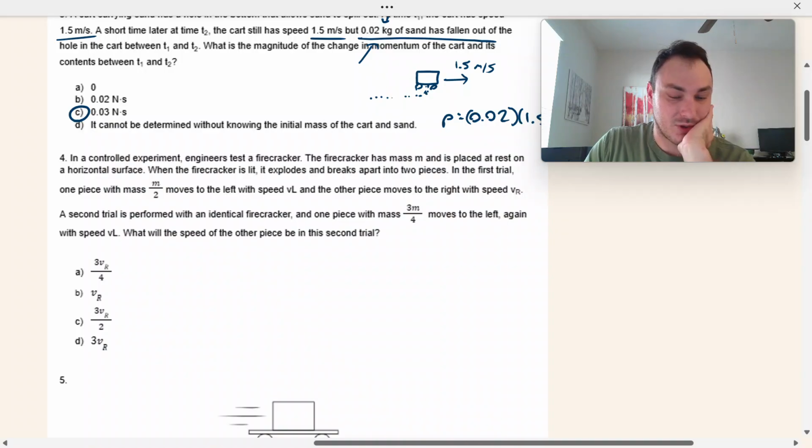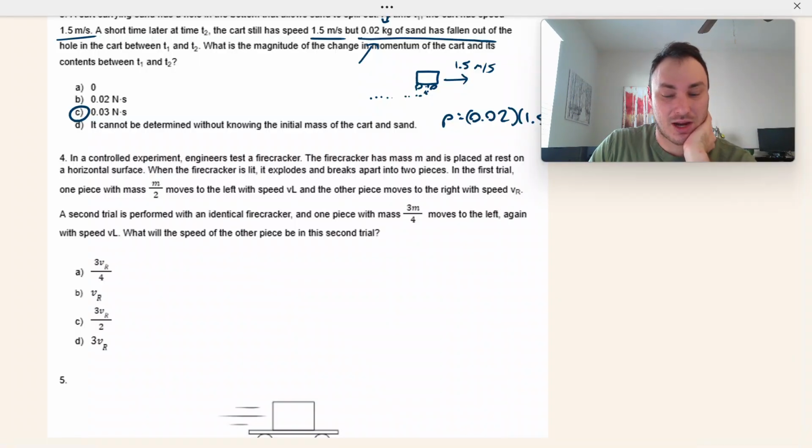In a controlled experiment, when engineers test a firecracker, the firecracker has a mass of m and is placed onto a horizontal surface. When the firecracker is lit, it explodes and breaks into two pieces. In the first trial, one piece has a mass of m over 2 and moves to the left with a speed of VL. The other piece moves to the right with the speed of VR. In the second trial, an identical firecracker has one piece with a mass of 3m over 4 moving to the left with a speed of VL. What will be the speed of the other piece in the second trial?